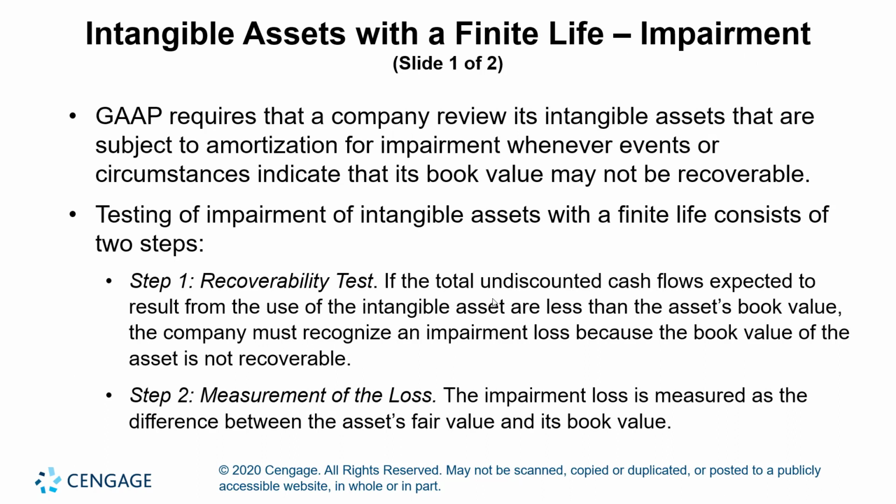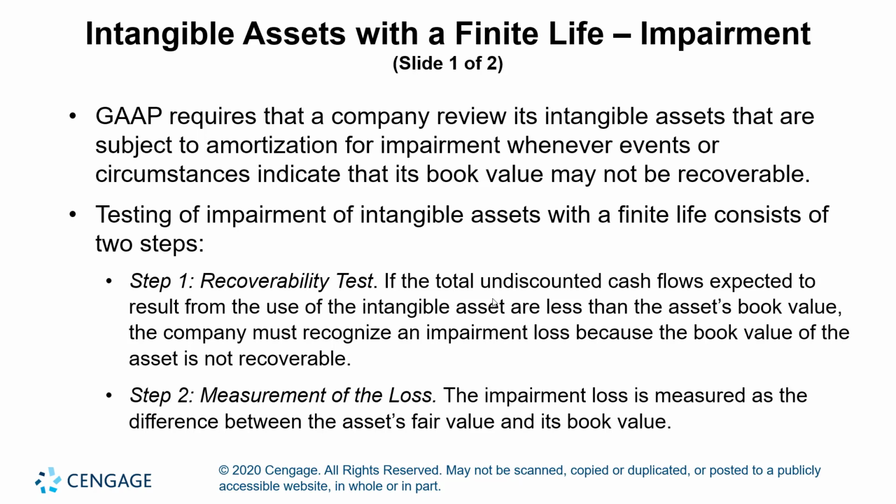GAAP requires that a company review its intangible assets that are subject to amortization for impairment whenever events or circumstances indicate that its book value may not be recoverable. Testing for impairment of intangibles with a finite life consists of 2 steps. Step 1, recoverability test: if the total undiscounted cash flows expected to result from the use of the intangible asset are less than the asset's book value, the company must recognize an impairment loss.